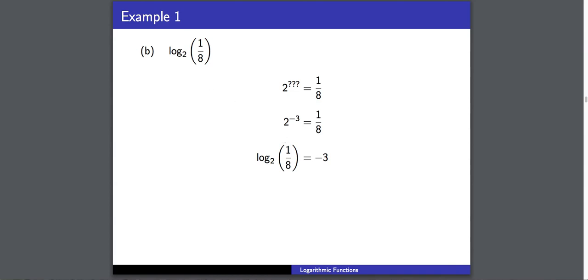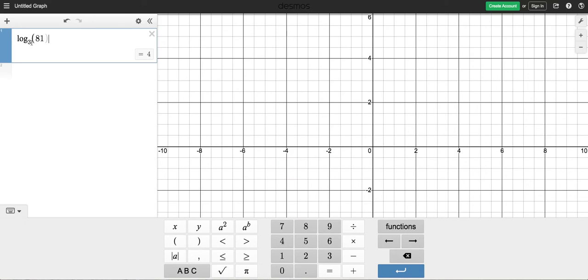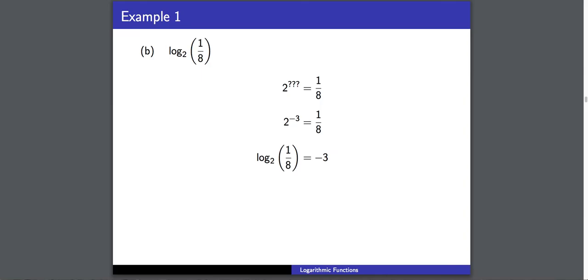Once again, if we wanted to use Desmos for this, log base 2 of 1/8, we can just quickly change this here, and then delete this, and then type in 1 and an 8. And it should come up negative 3, and it does. So awesome. All right, next up we have log base square root of 5 of 25.